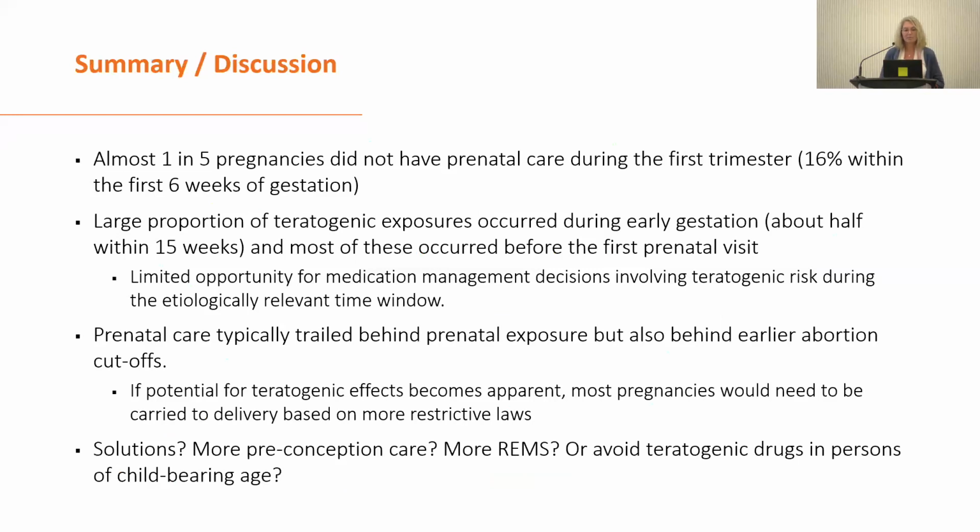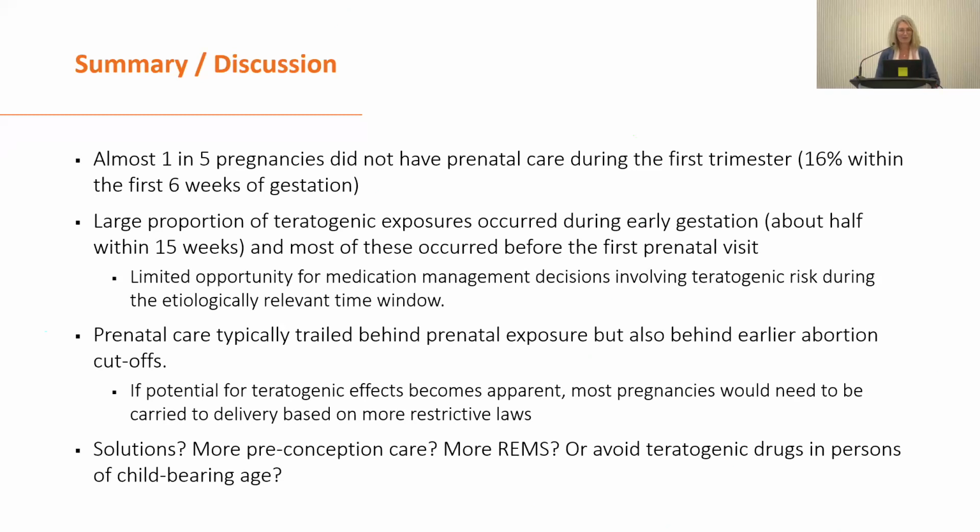So summary, pretty straightforward. Almost 1 in 5 pregnancies did not have prenatal care during the first trimester. The large proportion of teratogenic exposures occurs during early gestation, about half within week 15. And that means there's limited opportunity for many medication management decisions involving teratogenic risk during the etiologically relevant time window. Prenatal care typically trailed behind prenatal exposure, but also behind earlier abortion cutoffs. So if a potential for teratogenic effects becomes apparent, most pregnancies would need to be carried to delivery based on more restrictive laws.